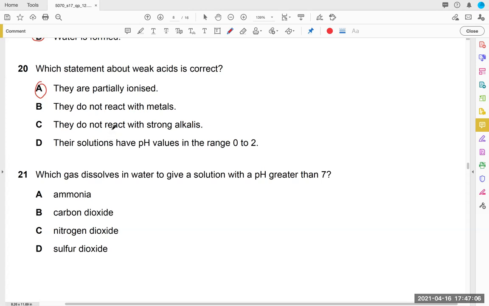Which gas dissolves in water to give a solution with a pH greater than 7? So that means this whole thing is saying it's a basic gas. It's an alkaline gas. Okay? The alkaline gas we have is ammonia, and that's it.